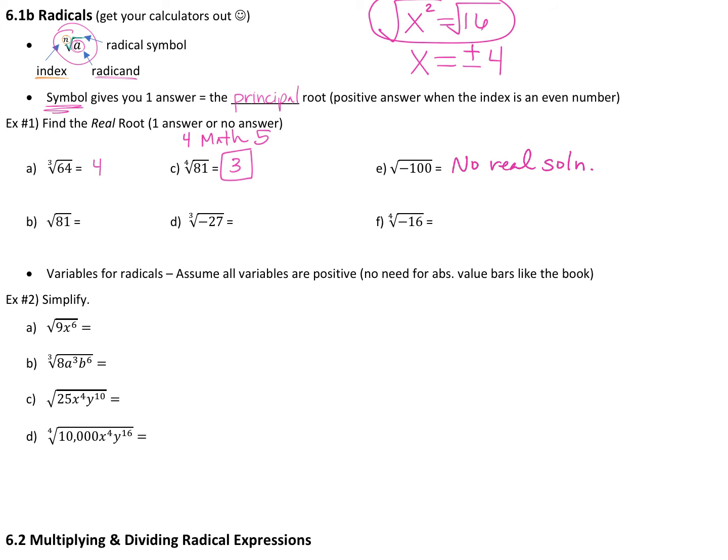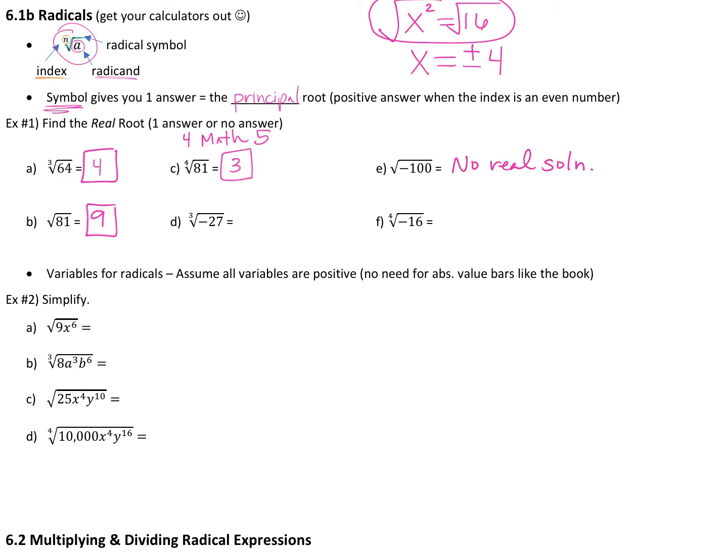Okay. Letter B, what is the square root of 81? 9. Don't do plus or minus 9, okay? When it's just the symbol and the number like that, we're just looking for the principal root, which is 9. Okay, so the cube root of negative 27. Try that in your calculator. So you're going to go math, what number? Math 4, and then type in negative 27.